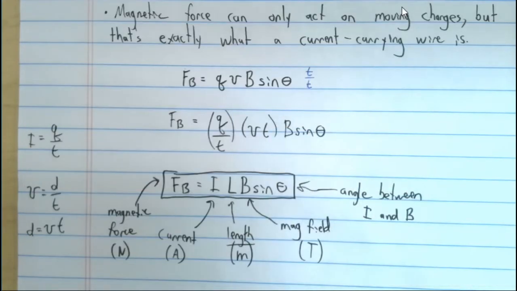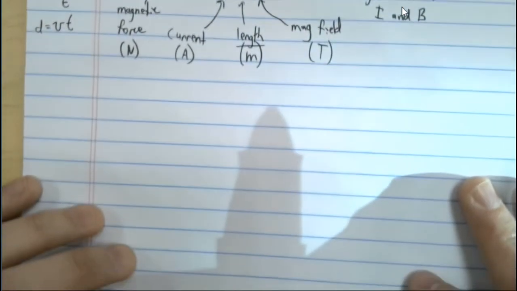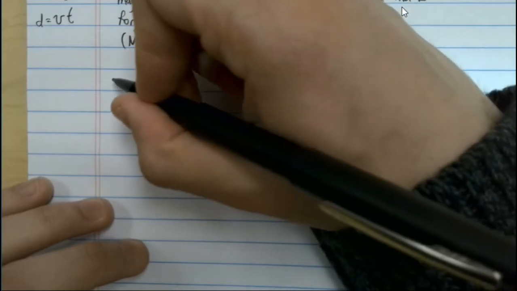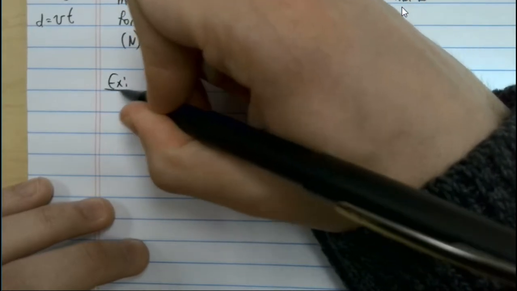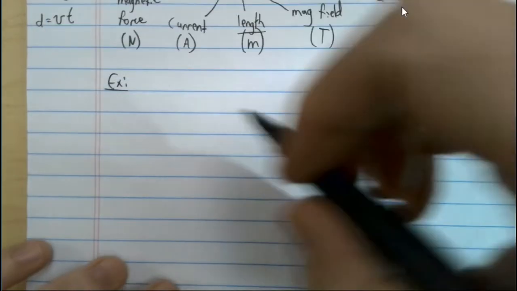Let's see an example of this problem. We're going to look at a loudspeaker. This is how speakers work. So speakers have a magnet on them, and the magnet causes force to be pressed on the speaker cone.